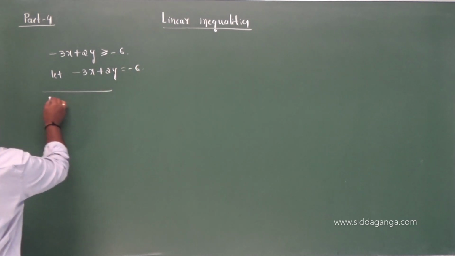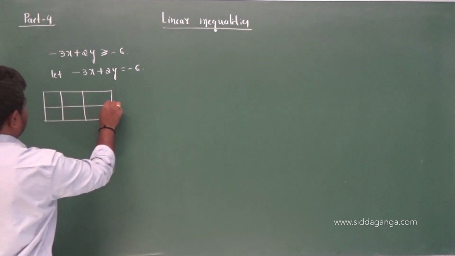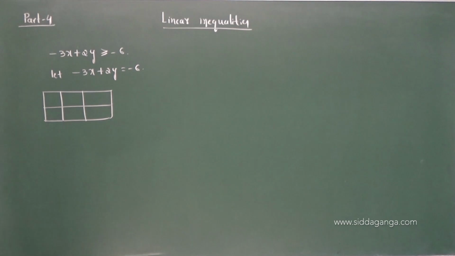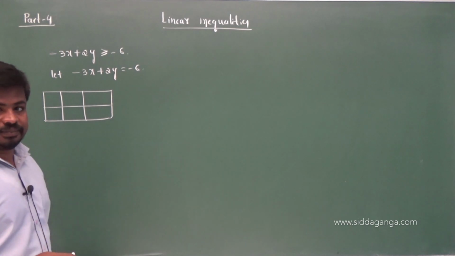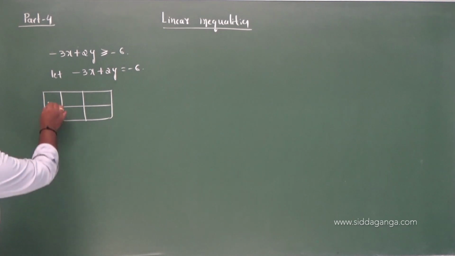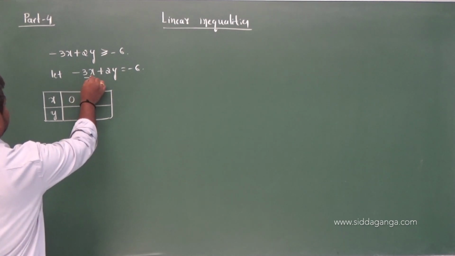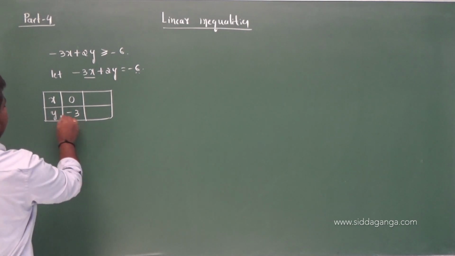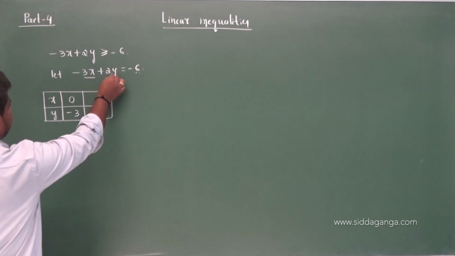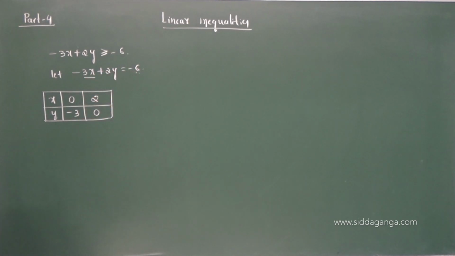This is passing through what? Better you take the points first, before drawing the x axis and y axis. Then you can easily take the scale; it will be helpful for taking the scale. When x is 0, 2y is equal to minus 6, then y is equal to minus 3. If y is 0, minus 3x becomes minus 6, then x equal to 2, since minus 6 by minus 3 gives 2.